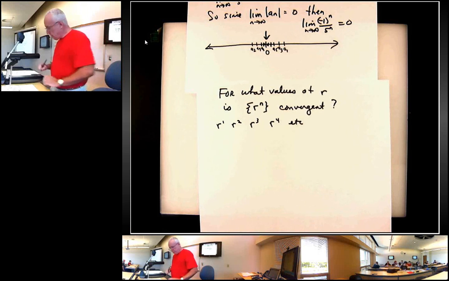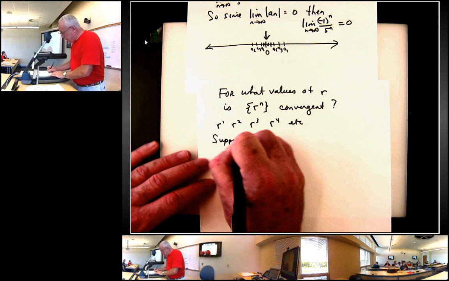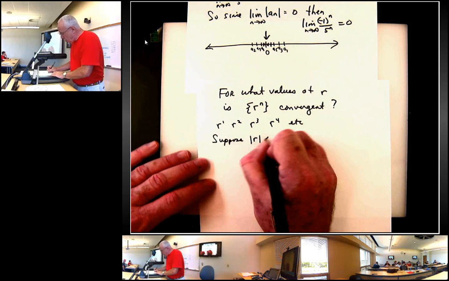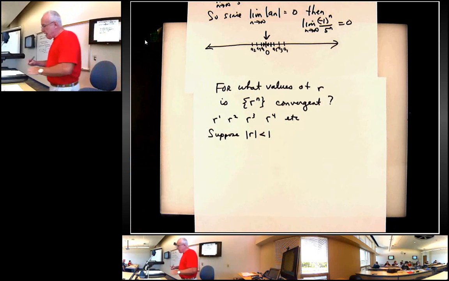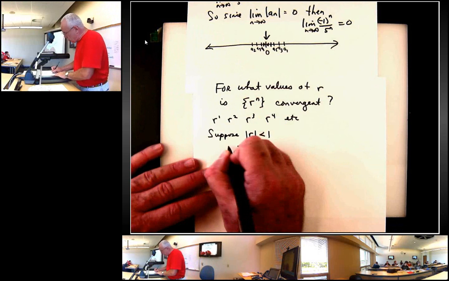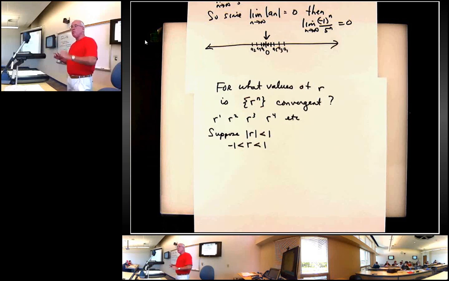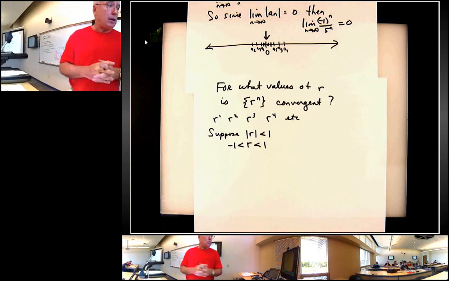Now, let's look at, first of all, suppose the absolute value of r is less than 1. That means that r is crammed, or kind of squeezed, between -1 and +1 if its absolute value is less than 1.